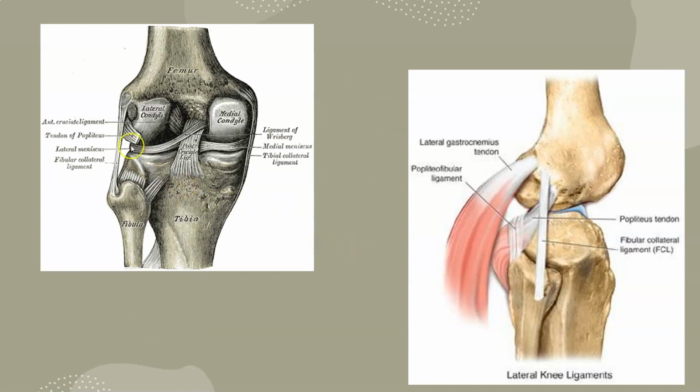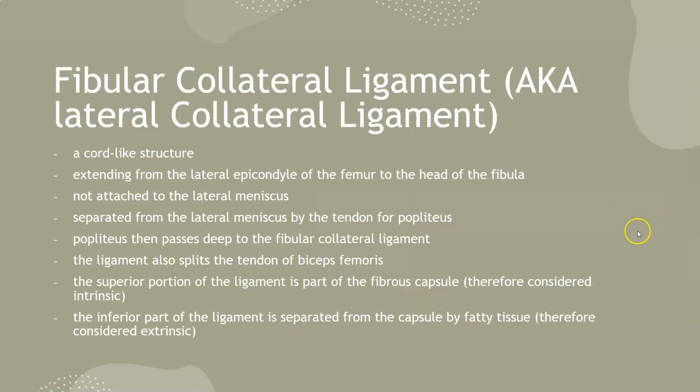So we can see here is the tendon for popliteus here, and that the fibular collateral ligament runs again from the femur to the head of the fibula. And you can see there is no association to the lateral meniscus at all here. You can sort of see the popliteus tendon here running underneath it as well. This tendon for popliteus then passes deep to the fibular collateral ligament. This ligament also splits the tendon of biceps femoris.